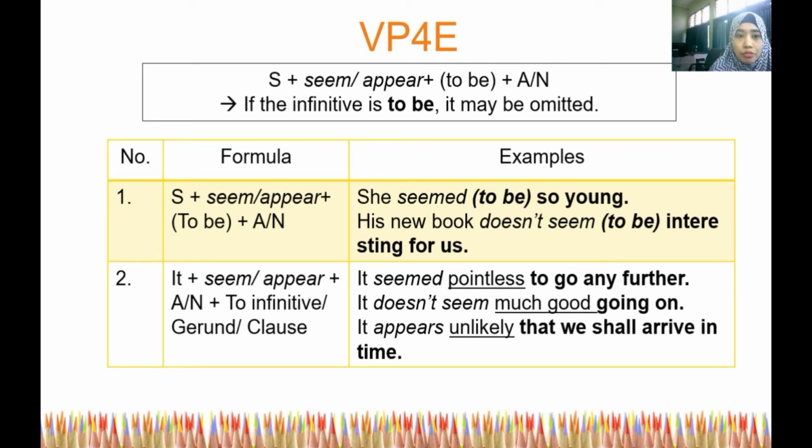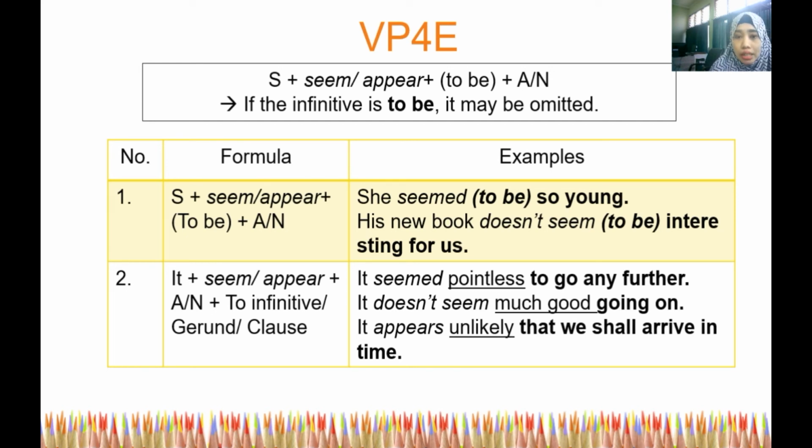The next one, the second formula, we have it plus seems or appear plus adjective or noun plus to infinitive or gerund, a verb in -ing form functioning as a noun, plus clause. For example, it seems pointless to go any further. It is the subject, seems is the verb, pointless here is the adjective. To go any further is a to infinitive.